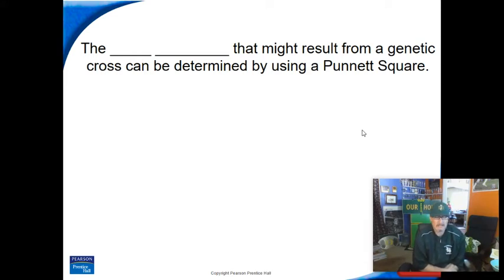Yeah, that would be the allele combinations or genetic variations that might result from a genetic cross. Genetic variations are going to be referring to the phenotype. The allele combinations would be referring to the genotype.